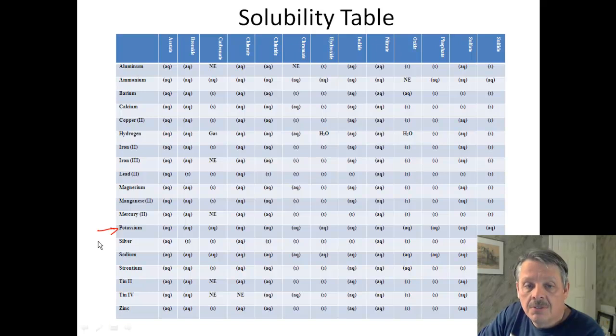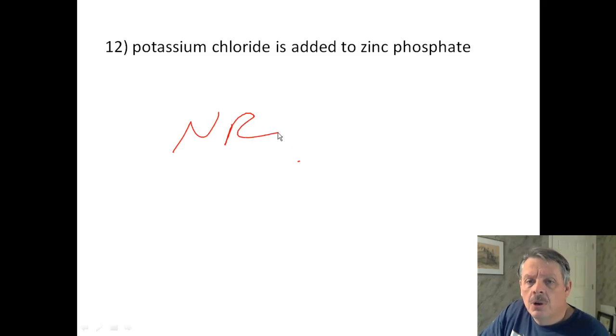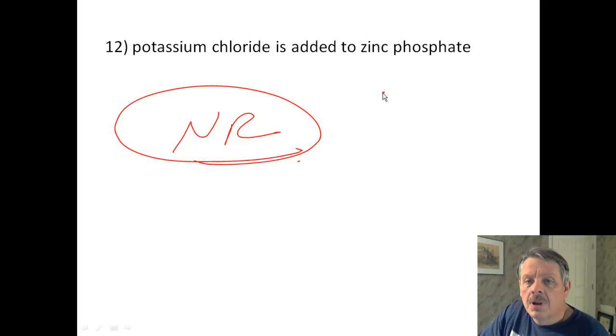And zinc phosphate. Zinc is all the way down the bottom. Now we come over here to zinc phosphate, which is 3 from the end. And, ooh, wait a minute, that's a solid. So we're taking zinc phosphate, which is a solid, and putting it with potassium chloride. So no reaction happens here, all right? Because zinc phosphate is a solid. Remember, your two reactants must both be aqueous. So that does not work.